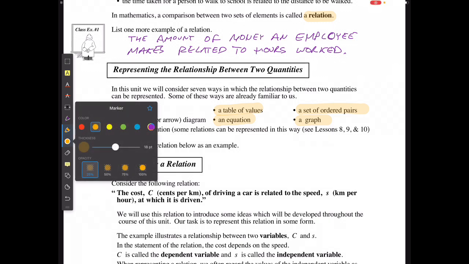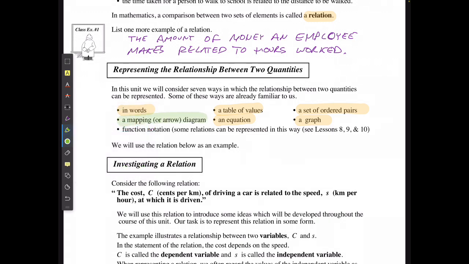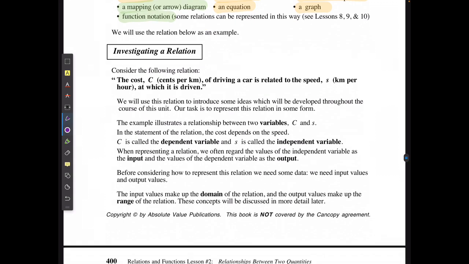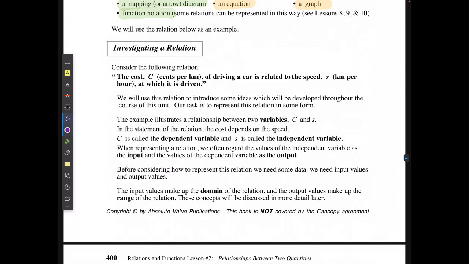There's a couple of new ones you may have never encountered before: a mapping or arrow diagram, and function notation. Not all relations can be represented in function notation, but we're going to get into greater detail for that later. So, if you consider a specific example, the cost c in cents per kilometer of driving a car is related to the speed s kilometers per hour at which it is driven. We will use this relation to introduce some ideas which will develop throughout the course of this unit.